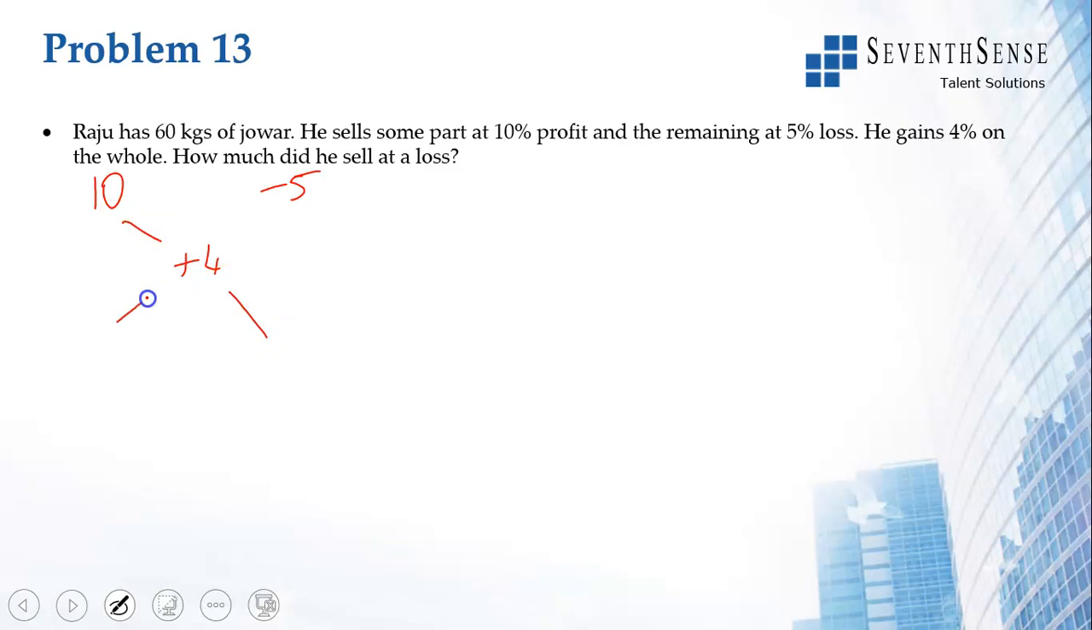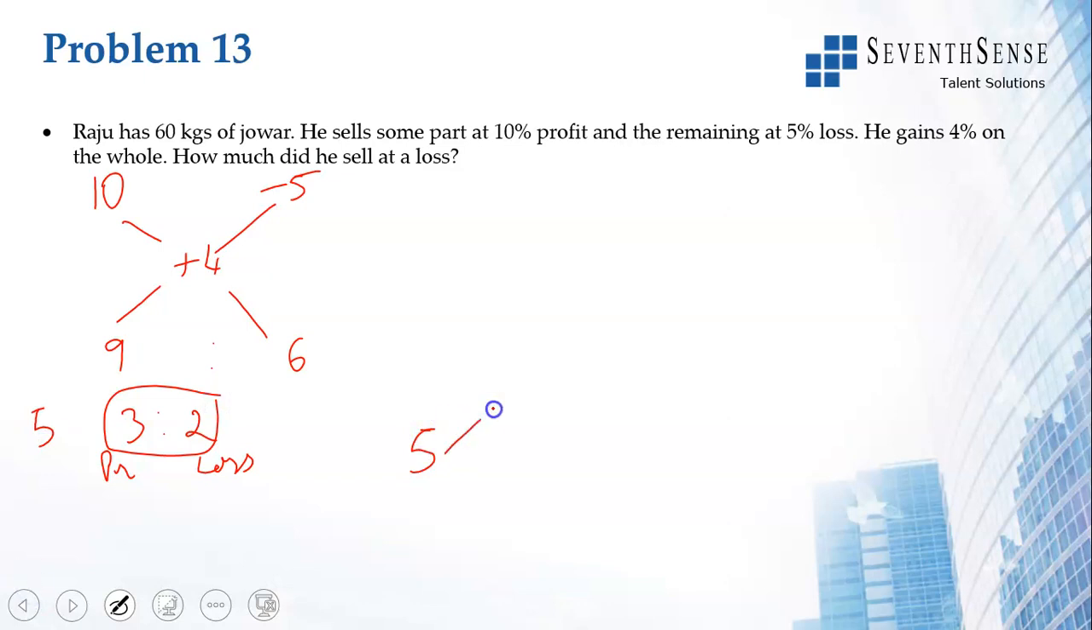If you have to do this operation, you get 6 and you get 9. 9:6 is 3:2. So this is at profit, this is at loss. So he sells 2 parts at a loss and 3 parts at a profit. How much did he sell at a loss? In 5 units, 3 are sold at a profit and 2 are sold at a loss.